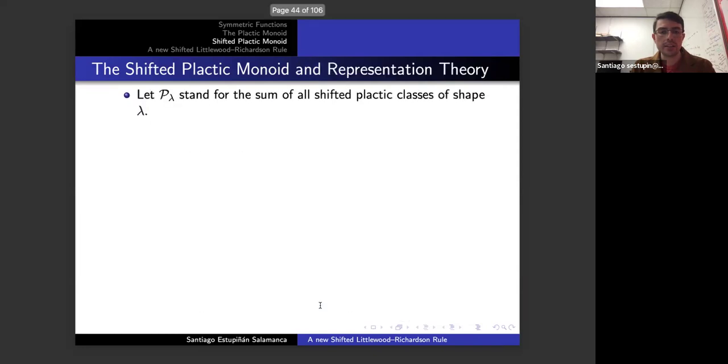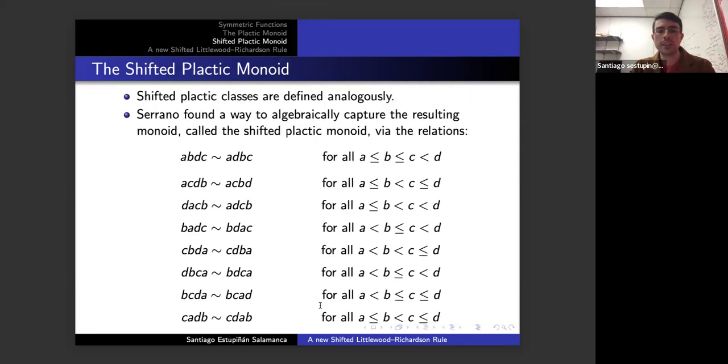And there is a monoid that uses this algorithm. It is called the shifted plactic monoid. It was found by Serrano. The strange thing is that before, we had the plactic monoid being codified by two relations, and these relations involved 3 letters on both sides of the equivalence relation. This time we have 8 relations, and all of them have degree 4. So it is not very clear that this is the only way to generalize this to the shifted setting.